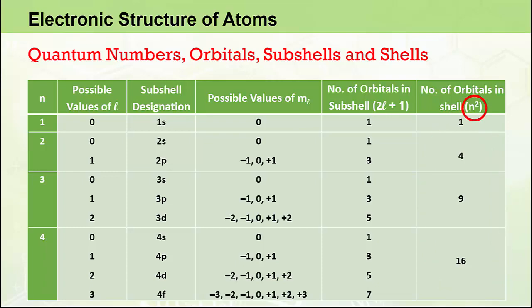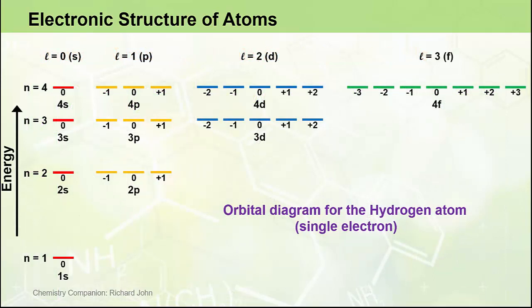In the next video, we will investigate this orbital diagram for the single electron hydrogen atom in a bit more detail, and then follow that with a look at orbital diagrams for all the other multi-electron atoms.